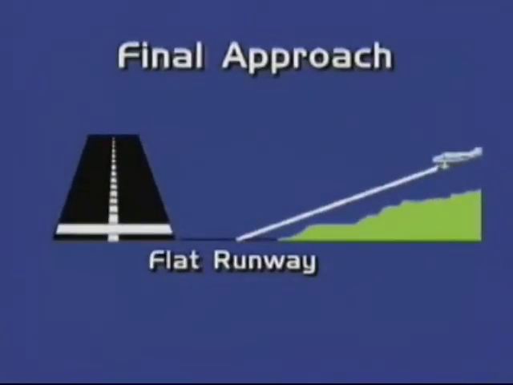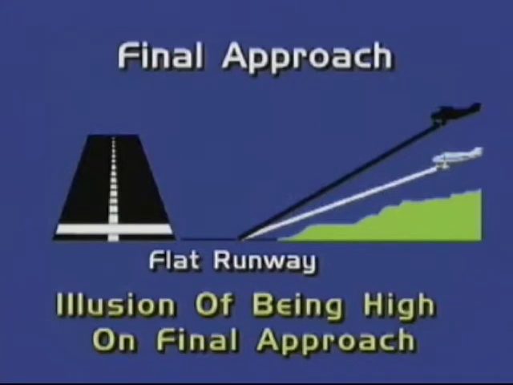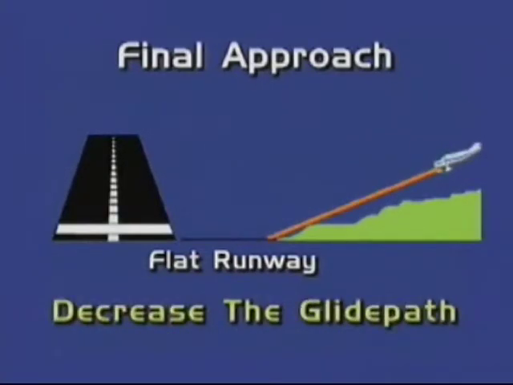A final approach over a downsloping terrain with a flat runway may produce the visual illusion of being high on final approach. If believed, you may respond by pitching the aircraft nose down to decrease the glide path, which, if performed too close to the ground, may result in an accident.